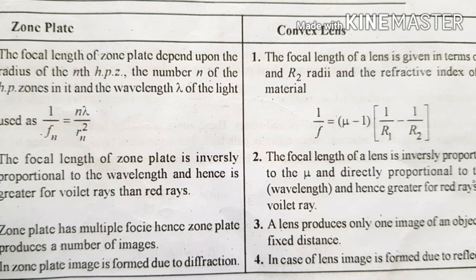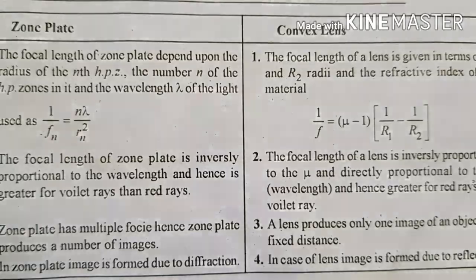Okay, and the next difference is the bending of violet rays. The bending of the violet rays is greater than red rays in case of zone plate. Okay, because focal length is inversely proportional to wavelength. And in case of convex lens, the bending is greater for red rays in comparison to violet rays because the focal length is directly proportional to wavelength.